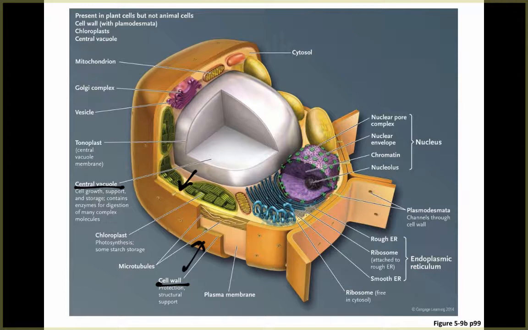Now, we do have plastids. The ones they're showing here are chloroplasts. And essentially, that is the place where photosynthesis occurs. And that's where we take light and make it into sugars. They also have these things called plasmodesmata, and those are small channels that allow things to get through the cell wall. And just to let you know, this central vacuole here is also known as a tonoplast.